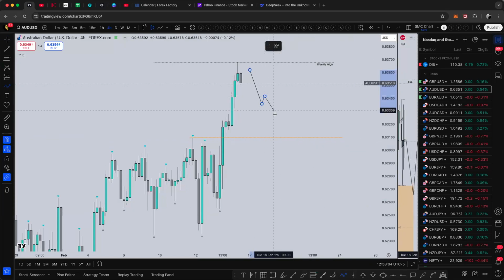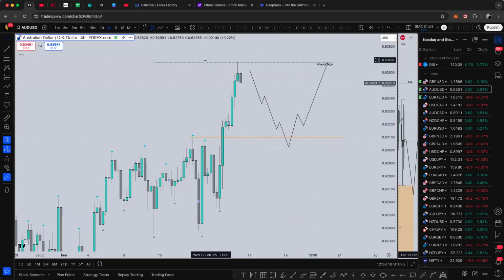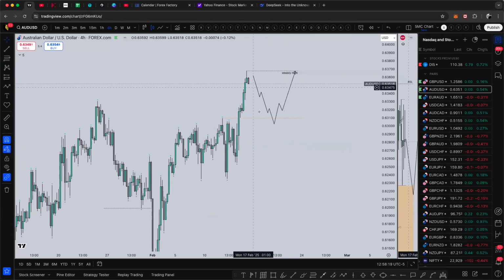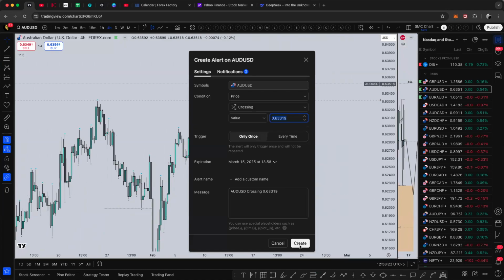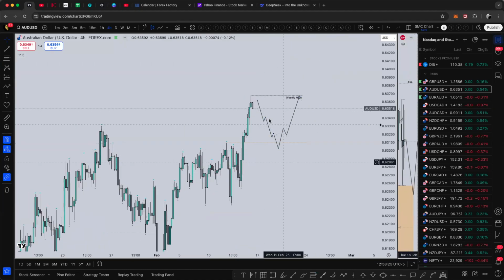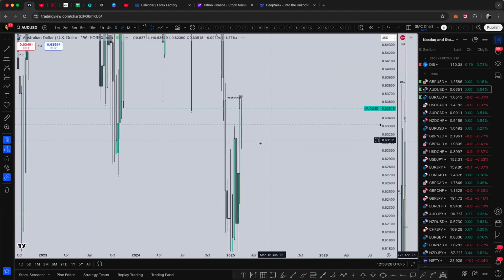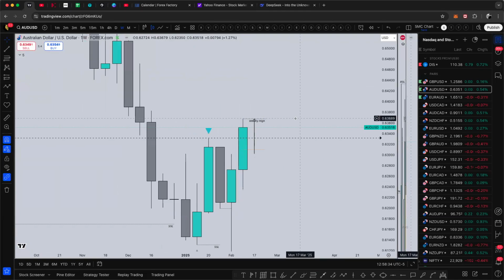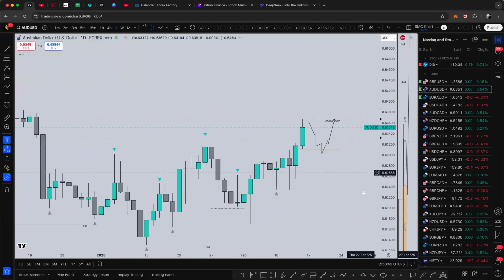Ideally, I want to see price pull back, get somewhere here, changing the state, and then we can target that weekly high. Something like that is what I'm trying to look for. So I'm going to add an alert and wait for price to pull back, because the higher time frame is telling me these highs are going to be taken first, and this low respected. So I want to see if we can get a continuation.